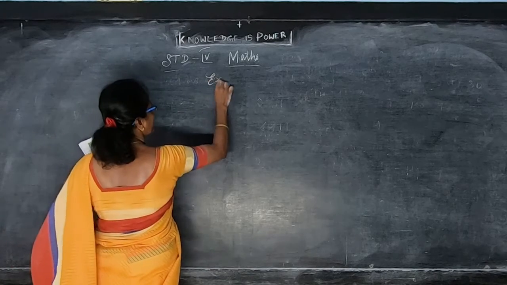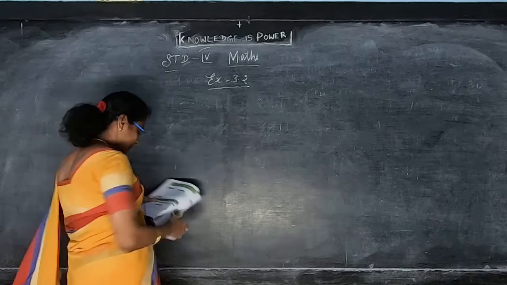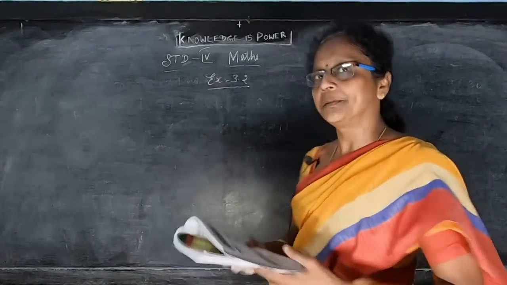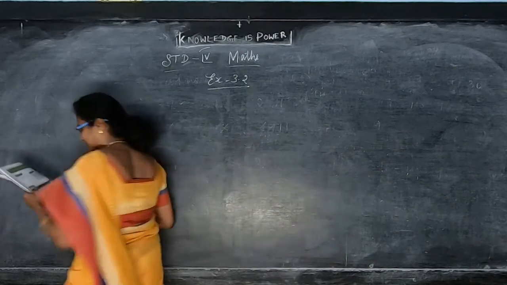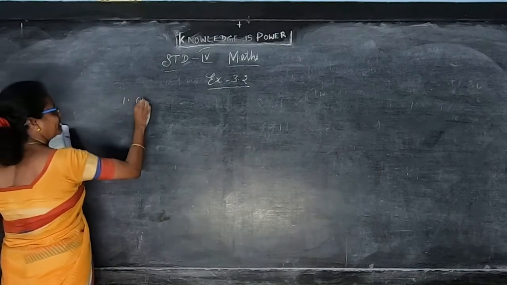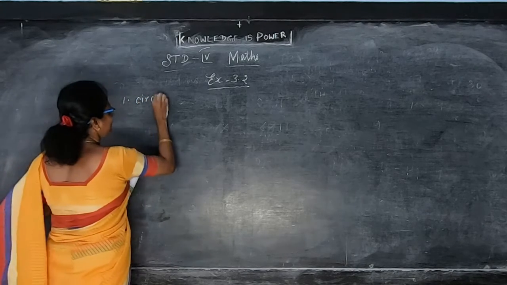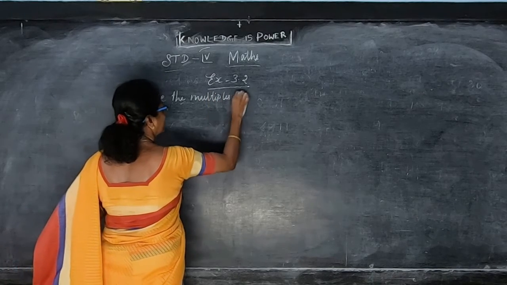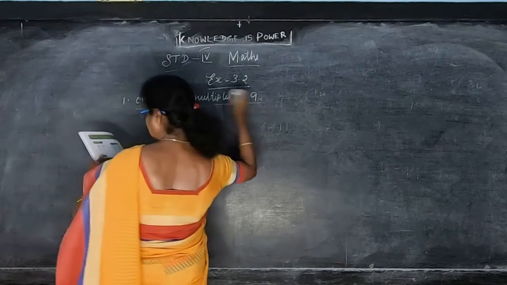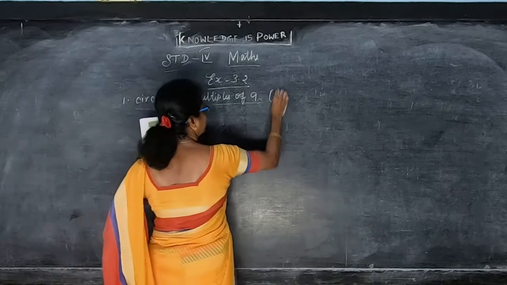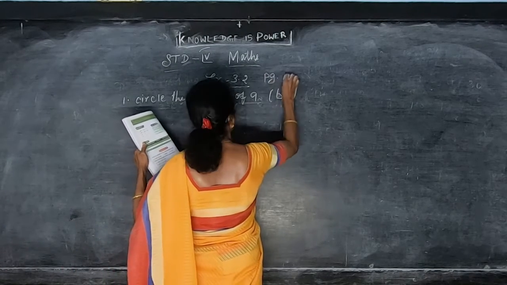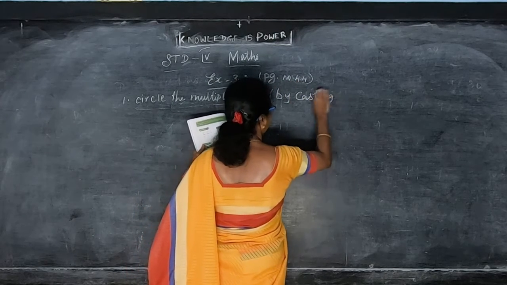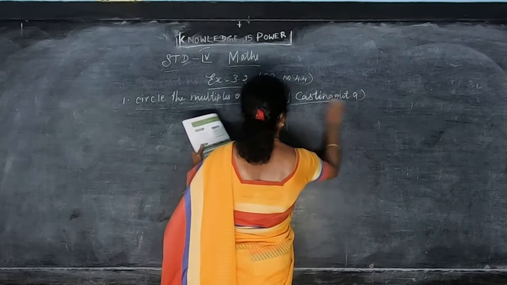Exercise 3.2. Circle the multiples of 9. So now let us see which ones are divisible by 9, by casting out 9. Casting out 9, you have to do it by taking out the 9. Okay, so remember that.